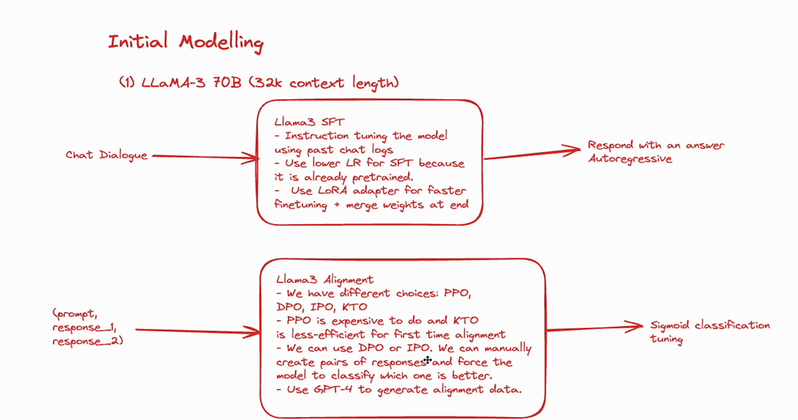For alignment, we can manually create pairs of responses and force the model to classify which one is better. For example, we can have a user prompt, taken from the past chat log data that we have. Then we generate response 1 from the SFT Llama that we have trained, and response 2 using a more powerful language model like GPT-4 or ChatGPT. We then force the model to classify response 2 as a better answer than response 1, and this way the model will get aligned towards generating responses like GPT-4.